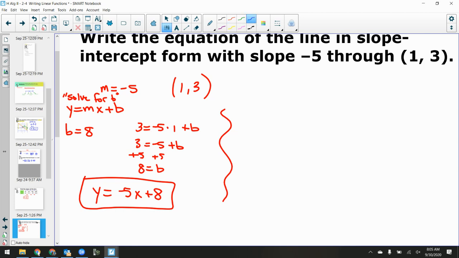I want to show you the point slope method. Point slope. Again, point slope maybe, I don't know, it might not be your cup of tea just because you don't know what point slope form is. Point slope form is y minus y1 is equal to m times x minus x1.